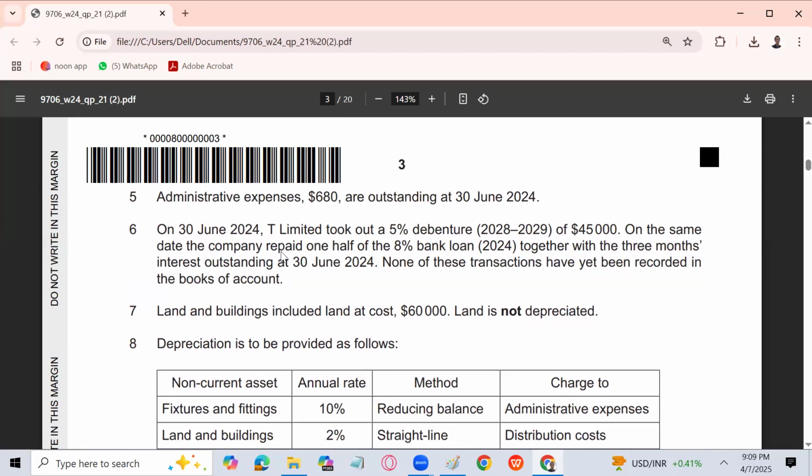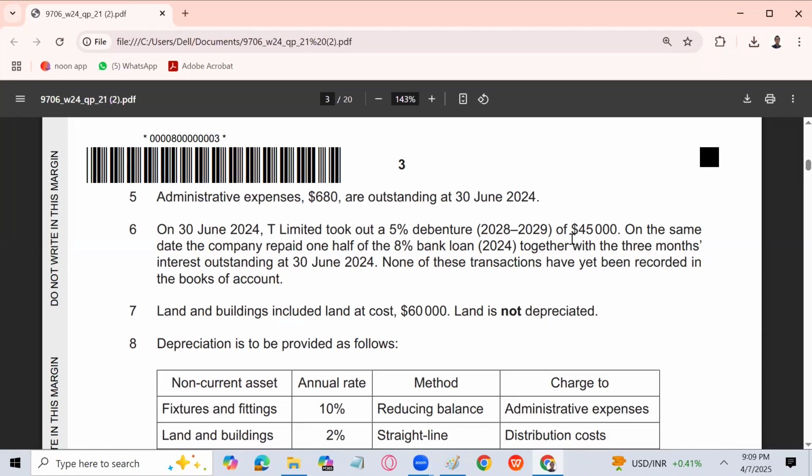On the same date, the company repaid one half of the 8% bank loan together with the 3 months interest outstanding at 30th June 2024. None of these transactions have yet been recorded in the books of account. That means we have not recorded the 5% debenture of 45,000: bank debit 45,000 and 5% debenture credit 45,000. We didn't pass this entry on 30th June.